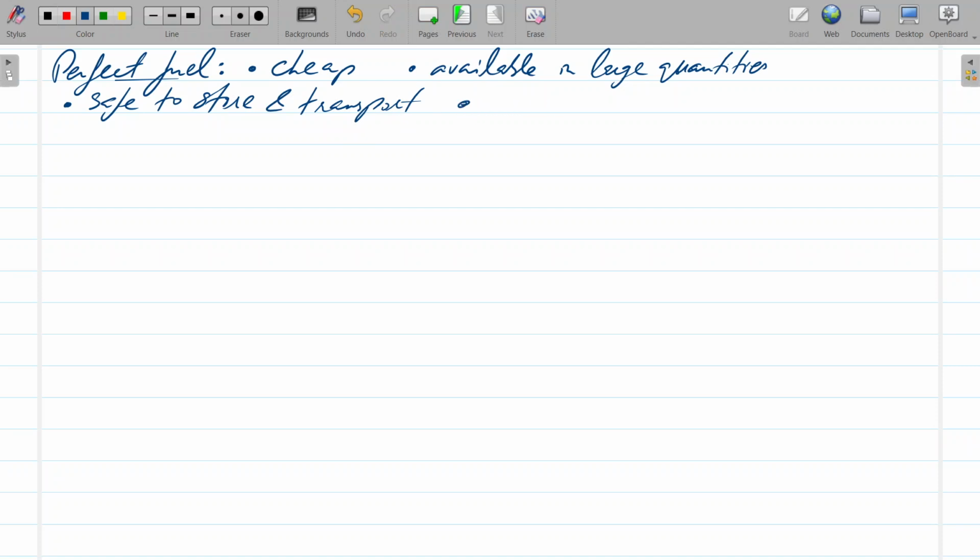Right? It should easily burn, causing no pollution and release no greenhouse gases. So that's a point given. So no pollution because greenhouse gases are considered as pollutants, and release large amounts of energy.